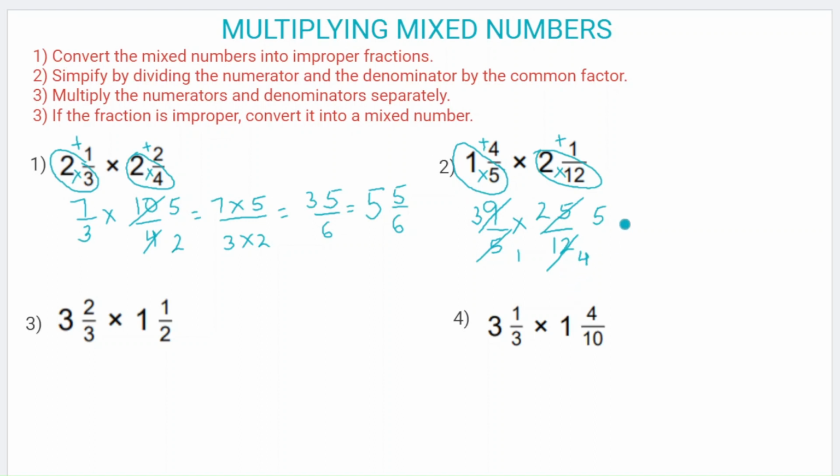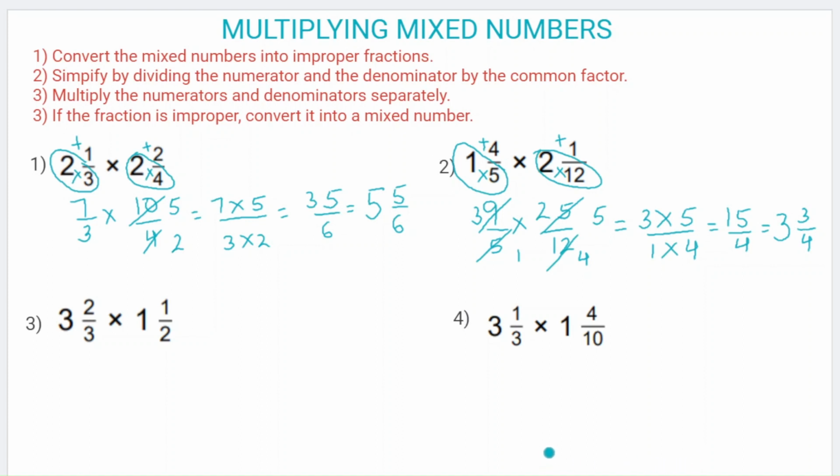There is no more common factor, so let's multiply the numerators. 3 times 5. Denominators are 1 times 4. So 3 times 5 is 15. 1 times 4 is 4. Now 15 over 4, it's an improper fraction. We have to convert it into a mixed number. So 4 times 3 is 12. 3 over 4. This is my final answer.